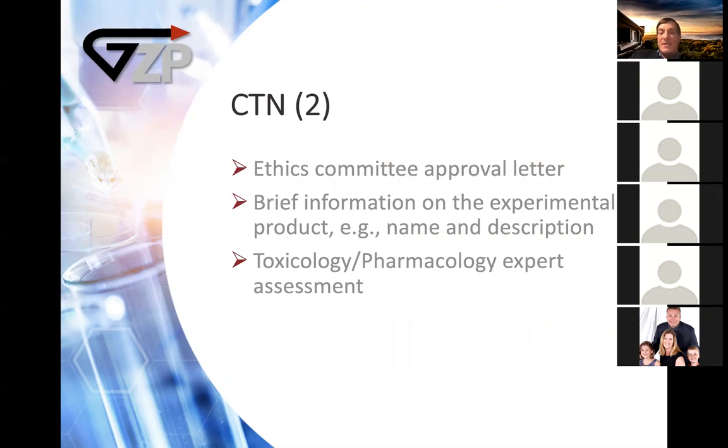The CTN also contains the ethics committee approval letter, brief information on the experimental product, the name and description, and that toxicology, pharmacology expert assessment is typically included. And that's done by an expert tox pharm person who takes a look at the extant data that support the product, whether it's a first in human product, a phase 2 or a phase 3 product, and makes an assessment and is willing to attest to the fact that the extant data support that clinical trial.